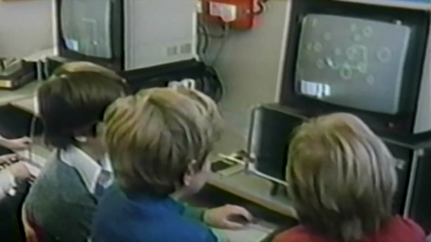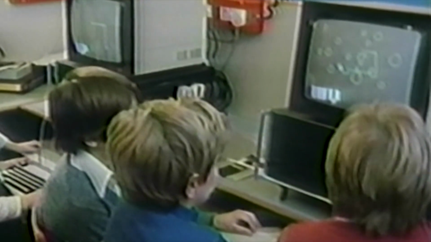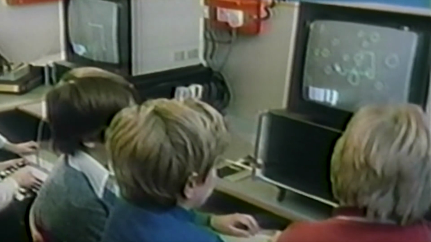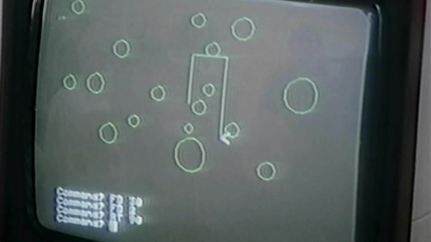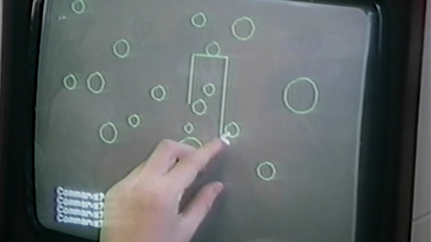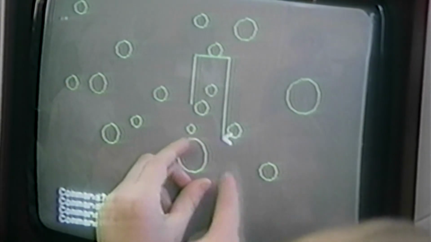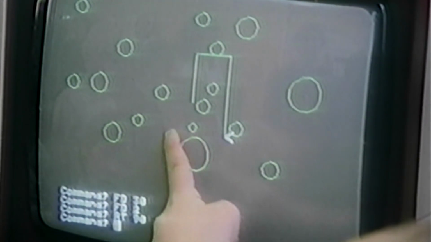In a London school, 7-year-olds use similar instructions to drive an imaginary turtle on a journey round the planets. FD for forward, RT for right turn. By combining forward and turns, they can send it anywhere they like.